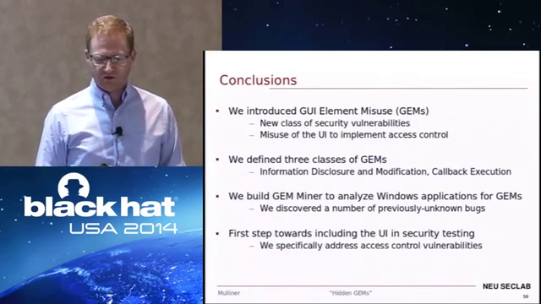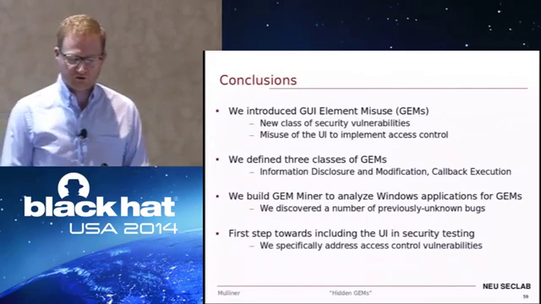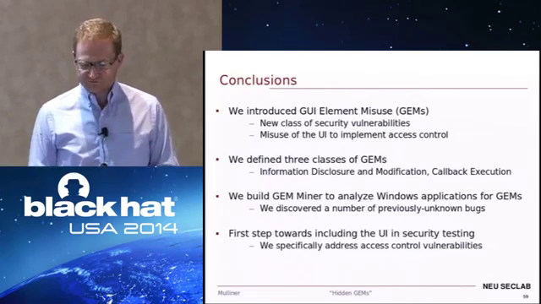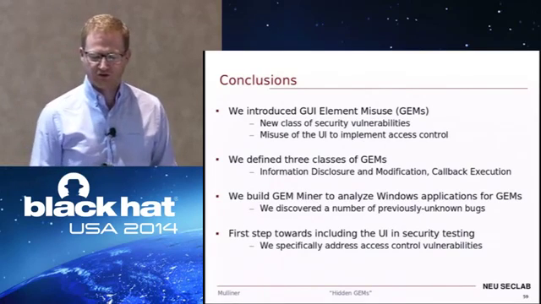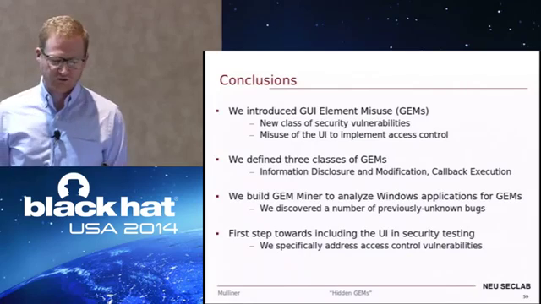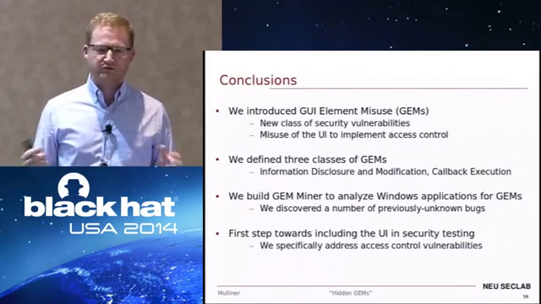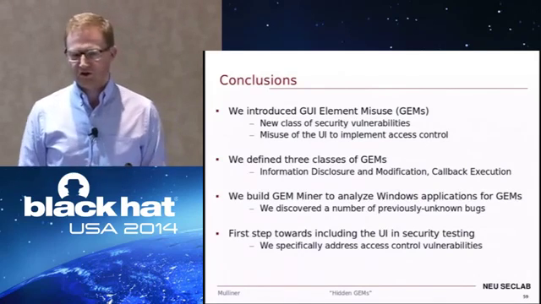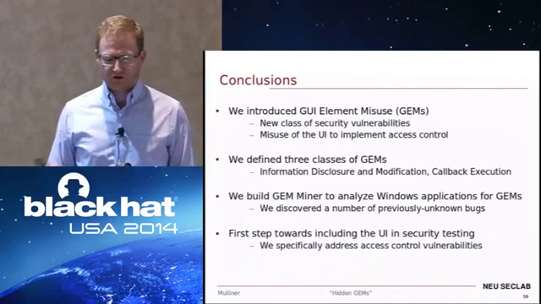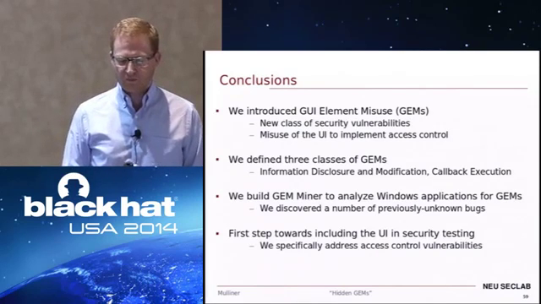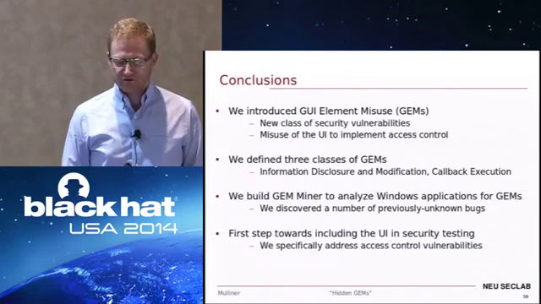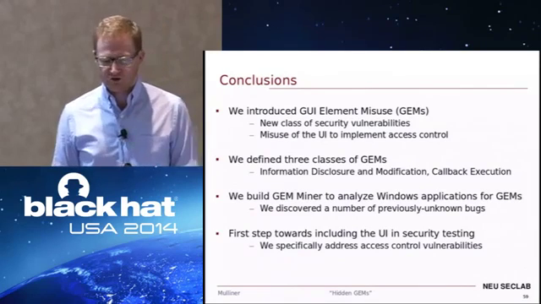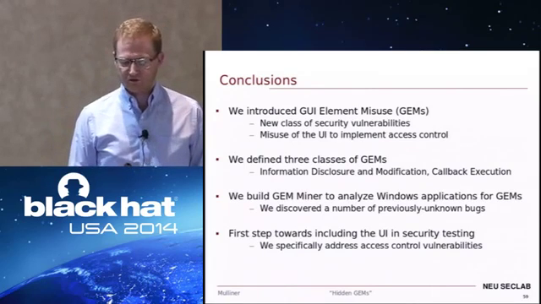Yeah, and with that, I'm at the end. So I introduced you to UI element misuse, or GEMS. I would say it's a new class of security vulnerability. I know generic UI attacks have been around for some time, but nobody has really tried to look into it and classify it. We found three classes of these vulnerabilities: unauthorized information disclosure, unauthorized modification, and unauthorized callback execution.